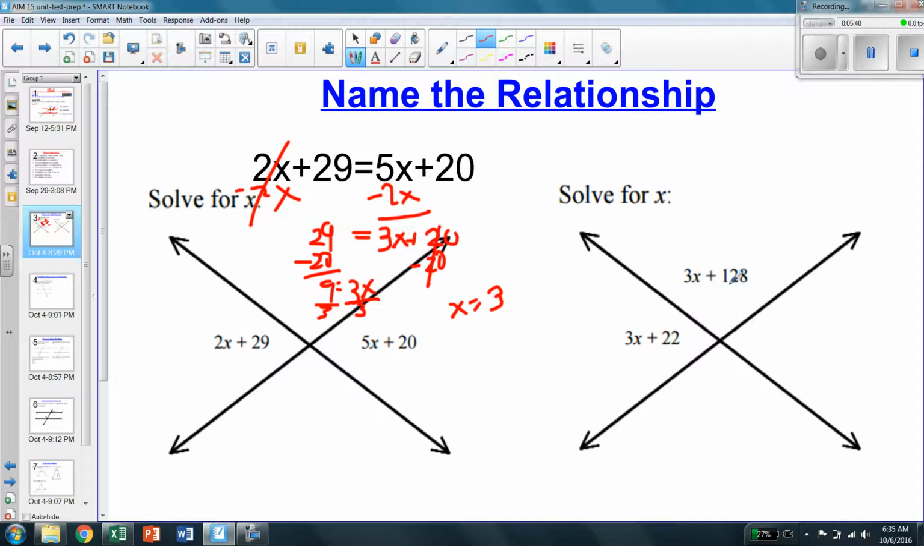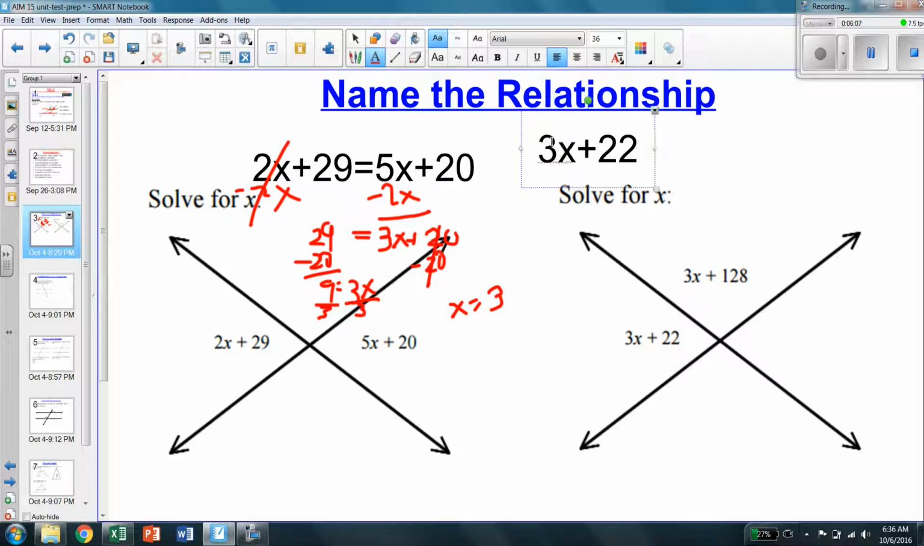Okay. How about this one? What's the relationship here? Are these ones congruent? Well, they're not on opposite sides of the intersecting line, so they can't be congruent. But they are right next to each other on the same straight line, so their relationship is that they're supplementary. And you should think of supplementary angles as having 180 degrees. So let's show that algebraically. 3x plus 22 plus 3x plus 128 equals 180.